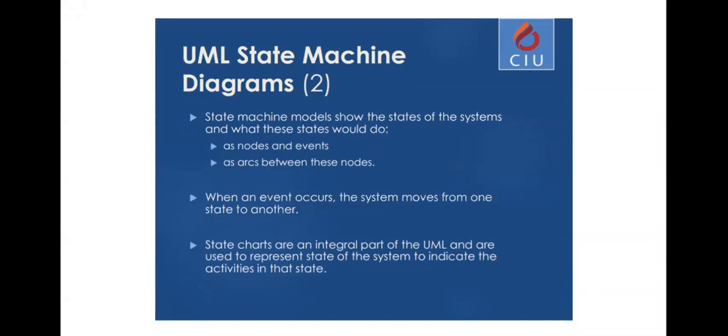Now, normally there are three important activities within each state. These are the entry, which is the state of the system when it enters that state. The exit, which is the state of the system when it exits from a specific state. And finally, do, which means what is the current state of the system.